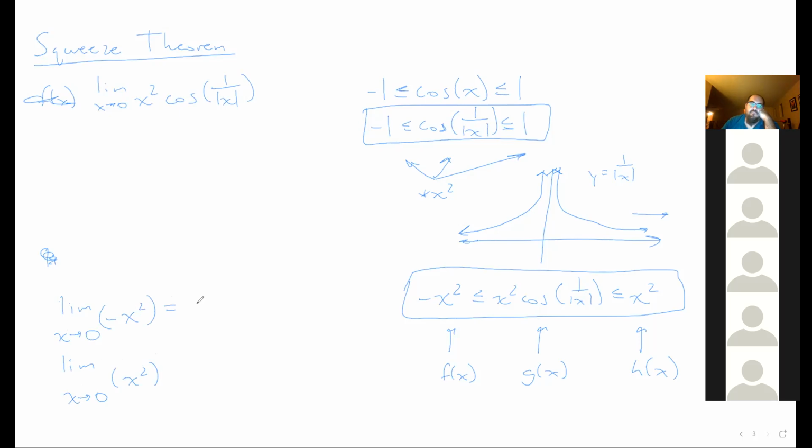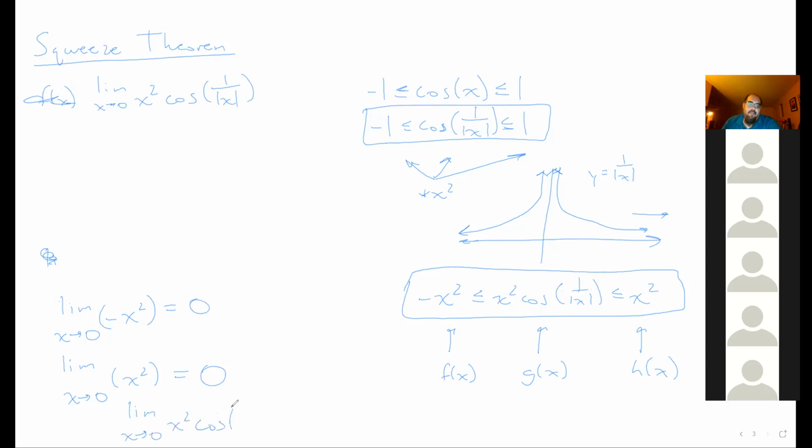I think the first one is 0, and I think they're both 0. Yeah, they're both 0. Okay. So, we've already convinced ourselves that the one on the left, -x squared, is always less than or equal to +x squared, right? Yeah. So if they're the same as each other, and I know I have a function that's in between them, then that means that the limit of the middle one has to be 0 as well.